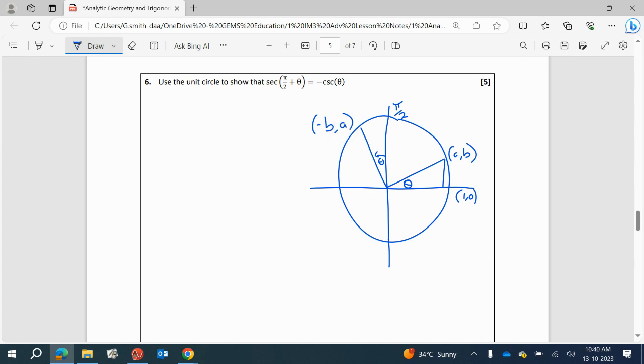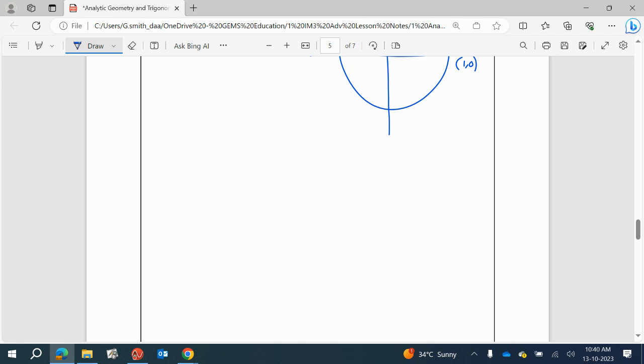So you're going to need a diagram like this one. And you can show that this is pi over 2 here if you want. It should be enough information. So the left-hand side is equal to the secant of pi over 2 plus theta.